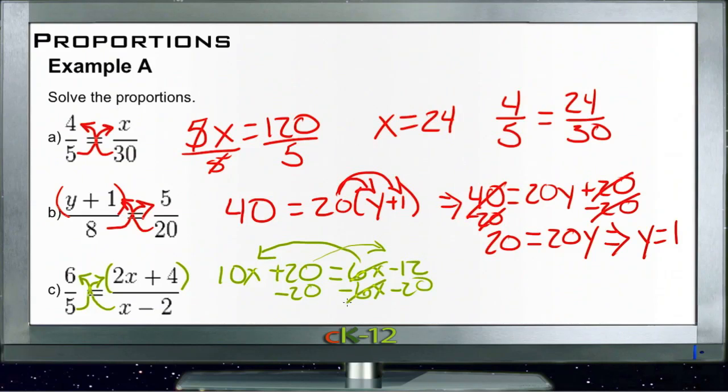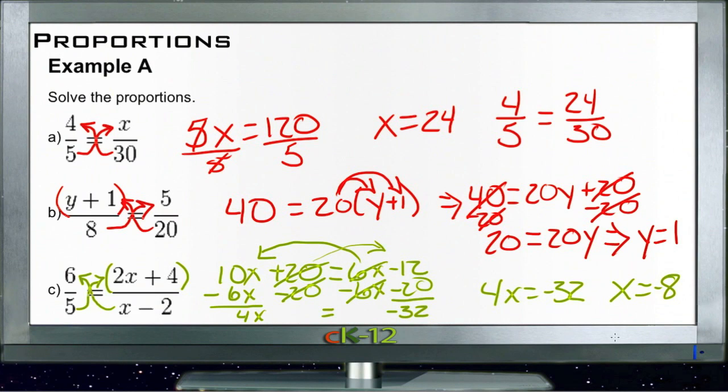So our 6's will cancel, and we'll have 10x minus 6x over here, which gives us 4x. And our 20's cancel, and we have negative 12 minus 20 over here, which gives us negative 32. So now we have 4x equals negative 32. Divide both sides by 4, and we get x equals negative 8.